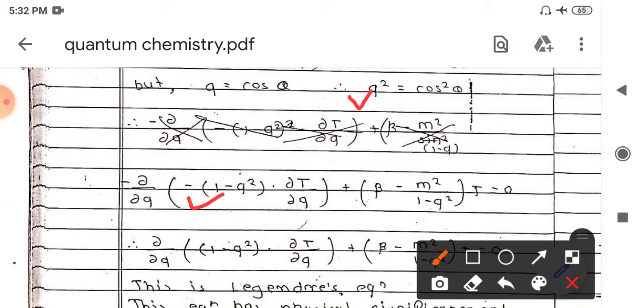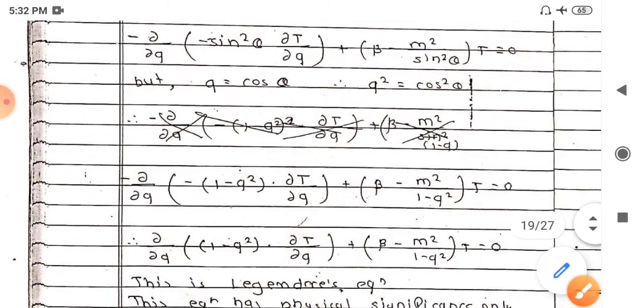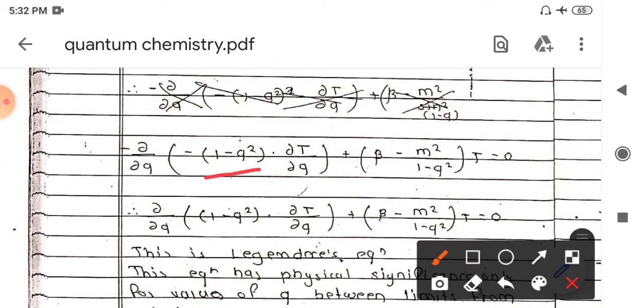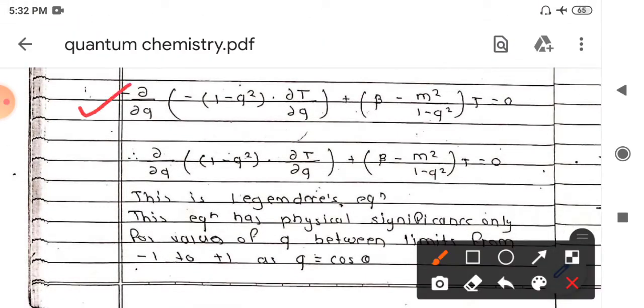Why is it so? Because in our equation there is a sine square theta term, so instead of that sine square theta, we can write 1 minus q square. So we have simply written sine square theta as 1 minus q square, and we have rewritten this equation as minus d by dq of minus (1 minus q square) dT upon dq plus beta minus m square upon 1 minus q square into T, and all these terms are equal to 0. Okay, so finally this minus minus sign gets cancelled.